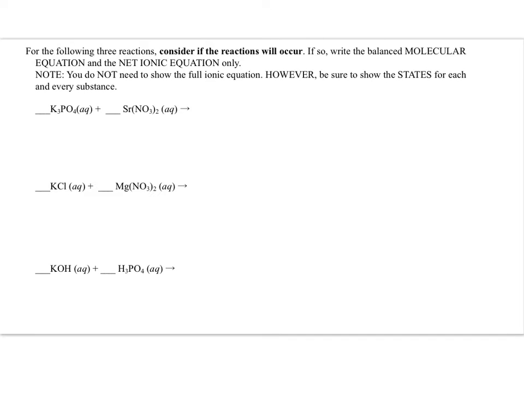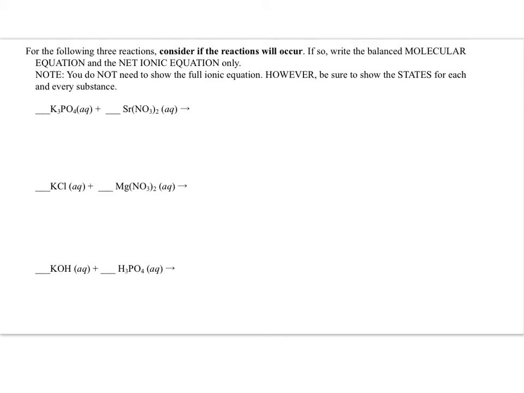Also, we know that anything with nitrate ions will be soluble. So any ion will not precipitate with nitrate. So we can rule out these two ions. How about phosphate? For phosphate, we know that it generally forms insoluble compounds unless it forms ionic compounds with alkali metal ions. So therefore, we know that phosphate will precipitate with strontium ions.